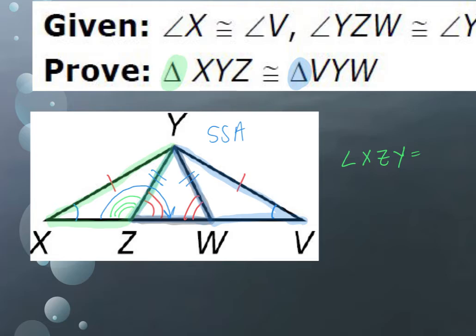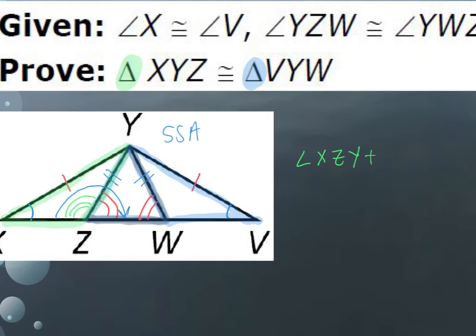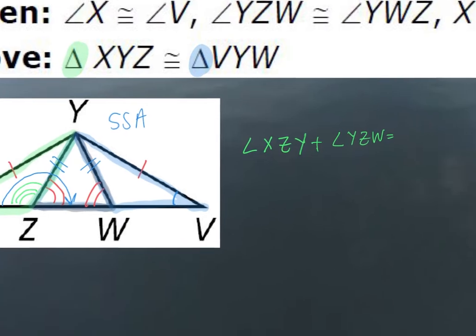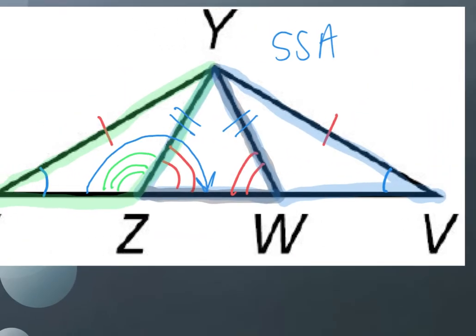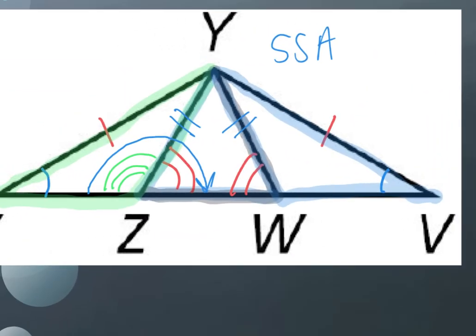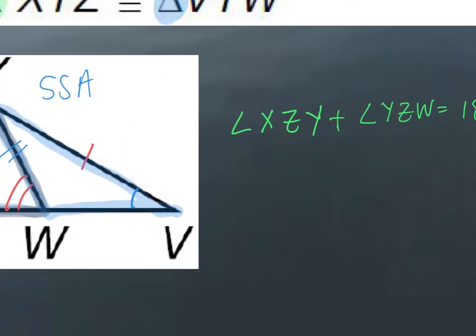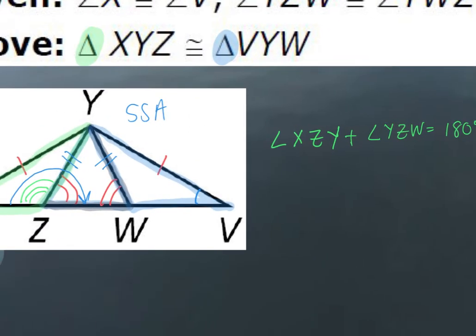Let me erase this. So, XZY plus YZW, angle YZW, equals 180 degrees. Okay? Adding the green angle with the red one will give us 180 degrees.